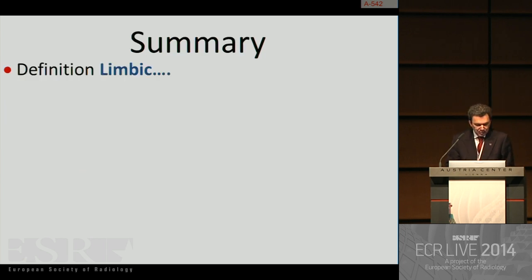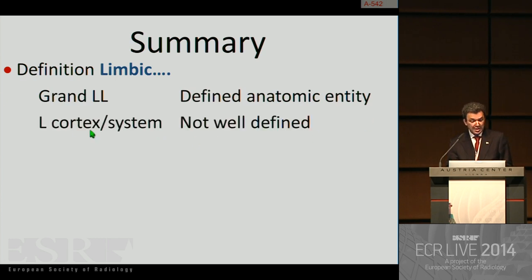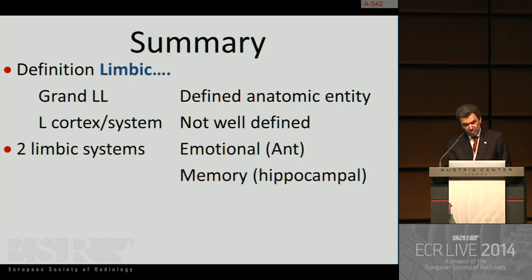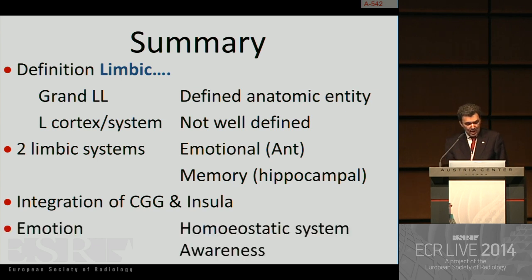So, in summary, I think one of the issues why we have problems with limbic is the definition. We talked about the grand lobe limbic, which is well defined, whereas limbic cortex systems are not so well defined. So when you read a paper, make sure you pay attention to what they define, or what paper they refer to. You have 2 limbic systems, one emotional, one memory, anterior hippocampal. And there's an important integration happening within the limbic system between the cingulate gyrus and the insula, which is important for the emotion, the homeostatic system, and our awareness. Thank you very much.